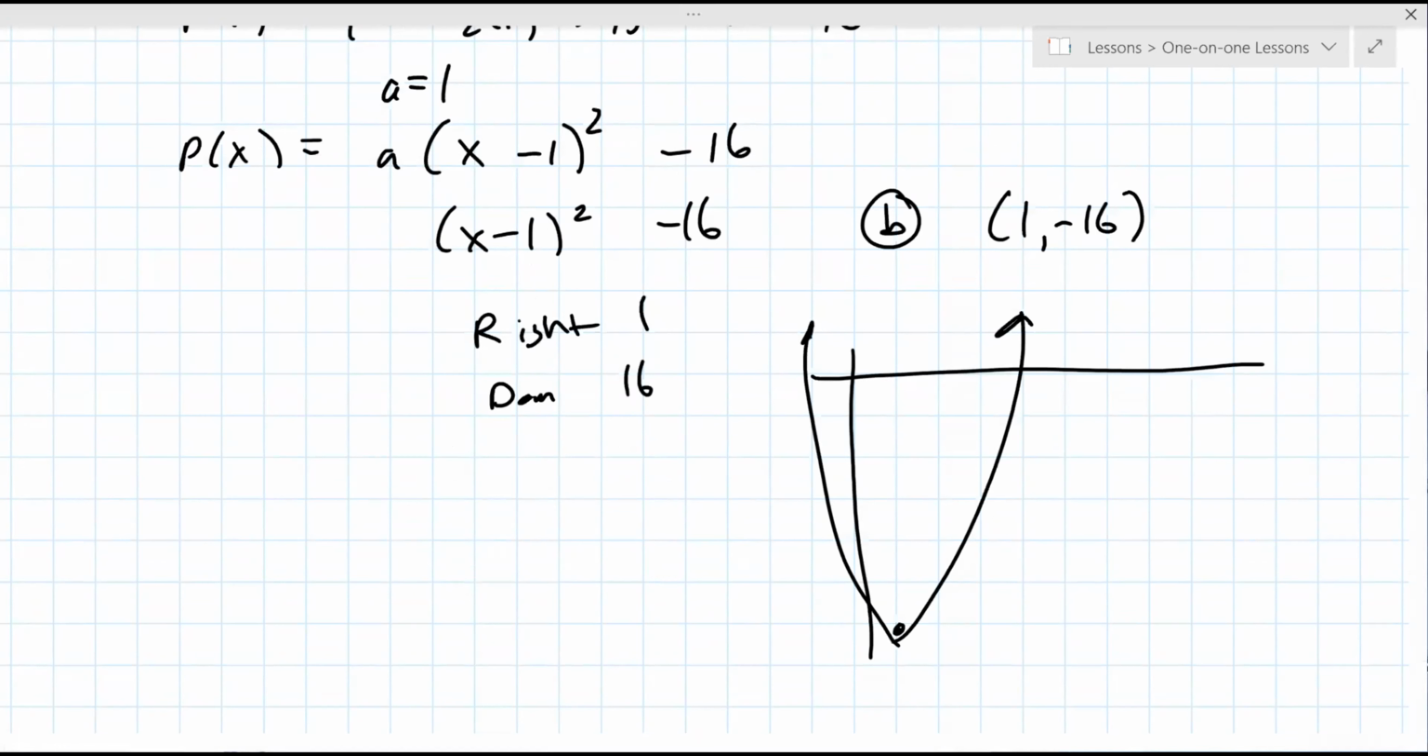I would prefer to complete the square on these, but I understand why as a student you might not want to.